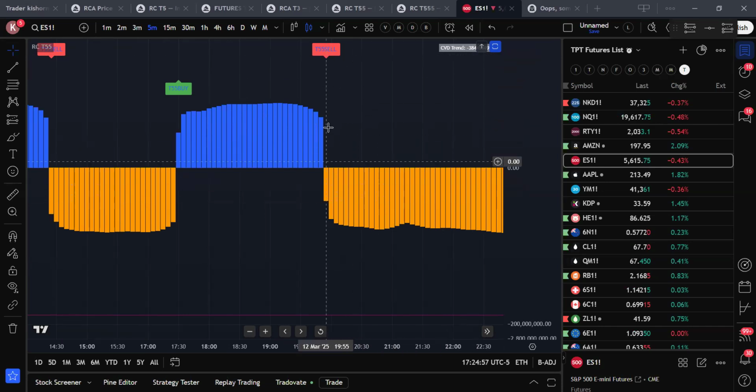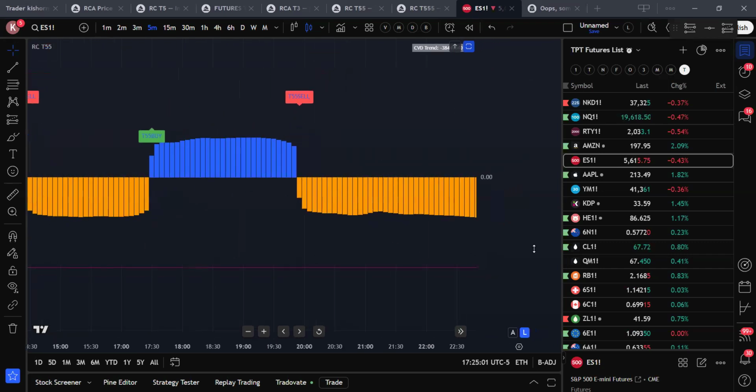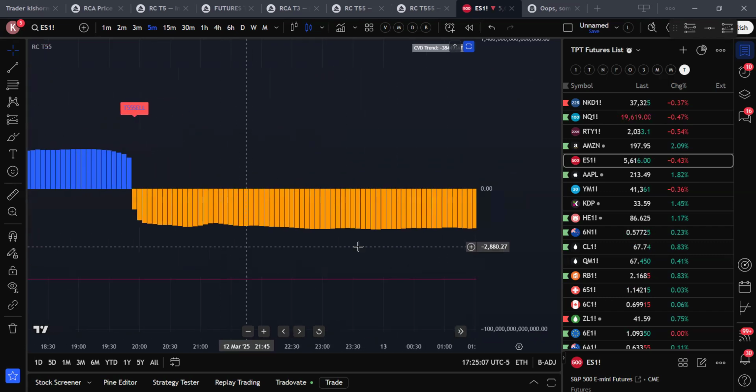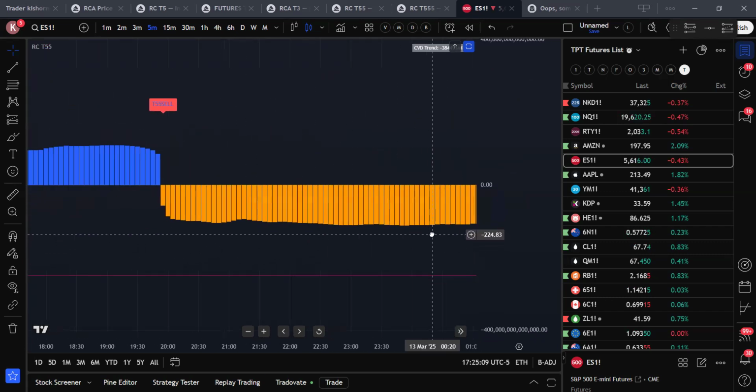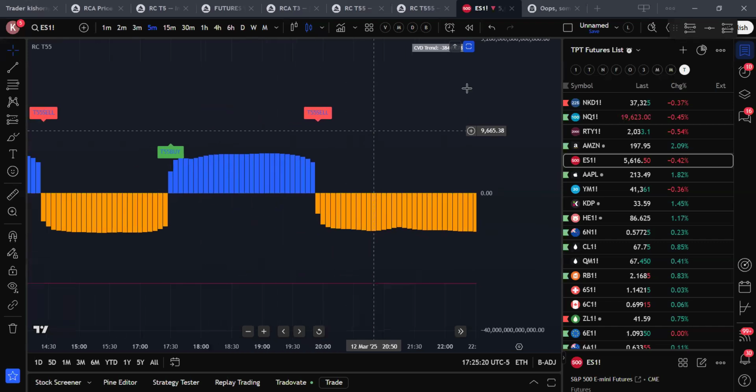that means sellers took the control. That is like a sell signal. So whenever you get a buy, you can enter. Whenever you get a sell, you can enter short. So earlier you were not seeing buy and sell. You were only seeing blue bars and red, orange bars. But now you also see the buy and sell.